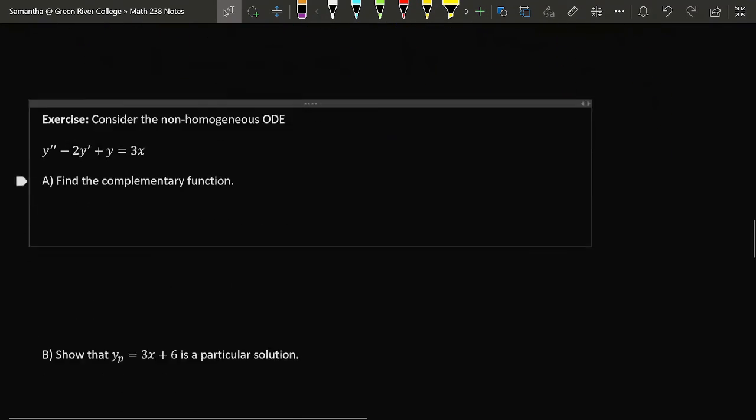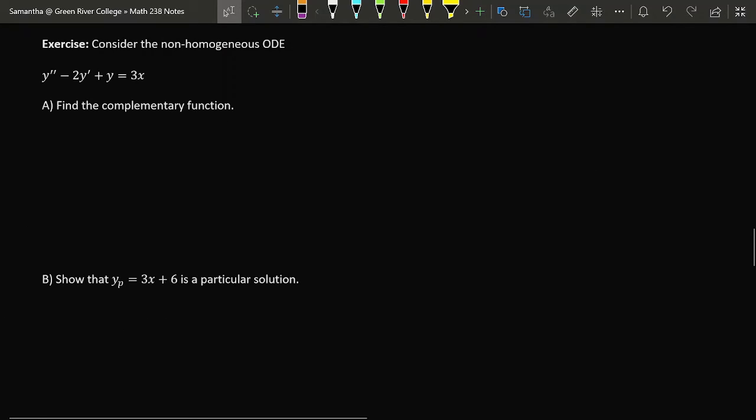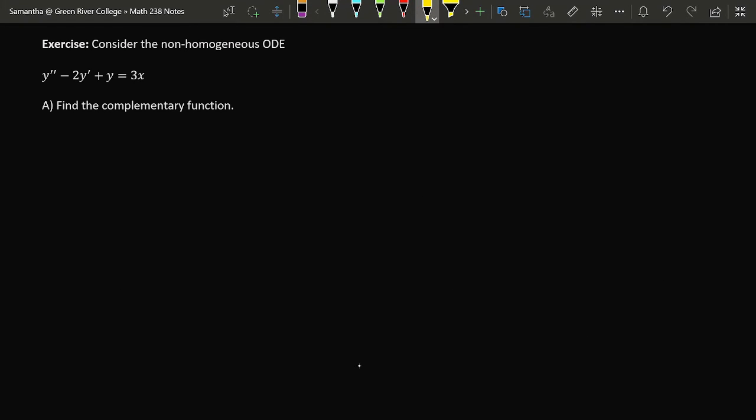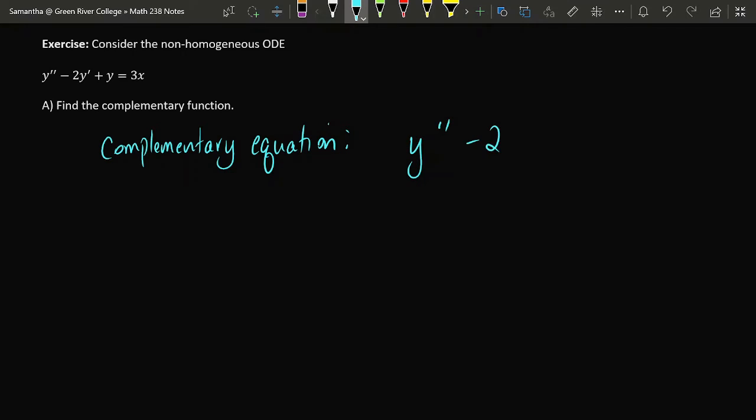Let me show you what I mean. So let's go back to our friend y double prime minus 2y prime plus y equals 3x. Let's start by finding the complementary function. Let's start by solving the equation if it had a 0 on the right side. So if I look at that complementary equation, I have y double prime minus 2y prime plus y equals 0, which is homogeneous with constant coefficients.